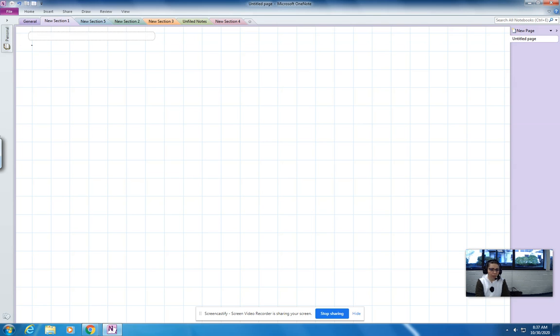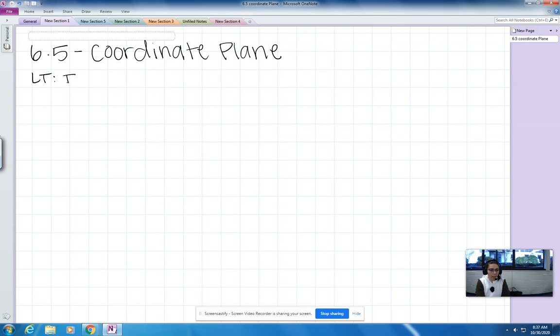So the name of our section today is 6.5, and it is all about the coordinate plane. Our learning target today is I can identify and plot ordered pairs.